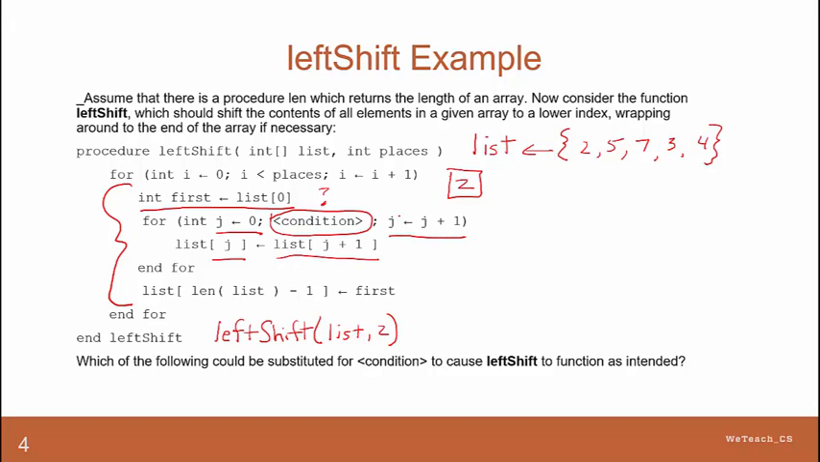Once the j loop stops, the last step is to put the first value that was saved into the last position of the array, which is what this statement means. The last position of the array is one less than the length of the array. The question now is this: what should the condition be in the j loop to make this process effective? Think about it for a moment.